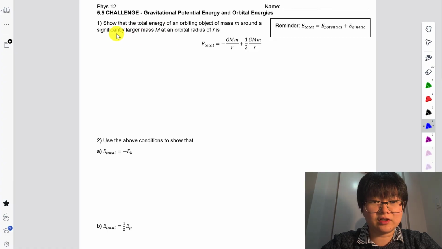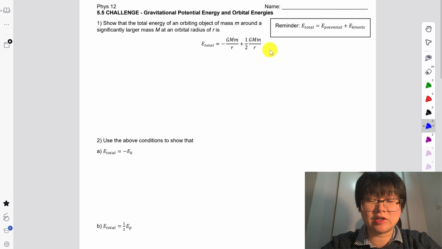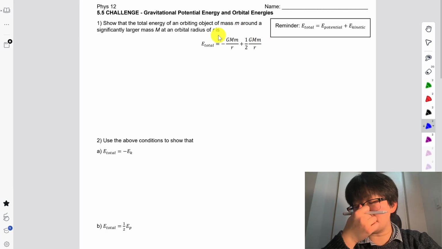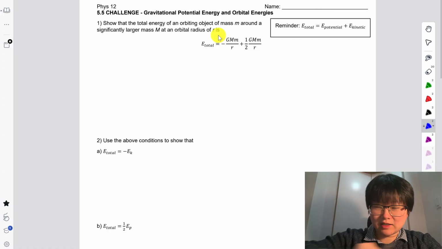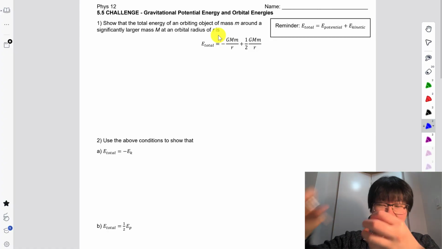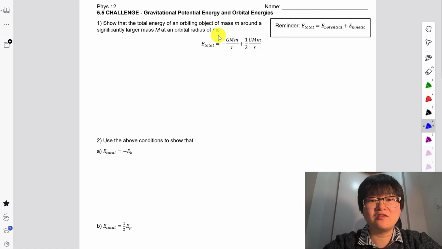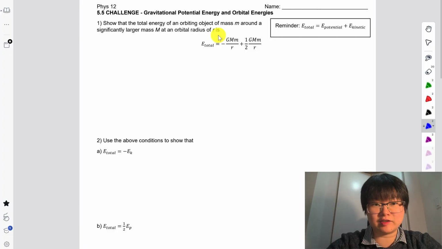Here is a worksheet that I have, and I'll go over the first part. The first part is a derivation of calculating the total energy of a satellite that is in orbit. There's a key difference between a satellite that's in orbit around a more massive planet or star versus if something is just placed there in space.